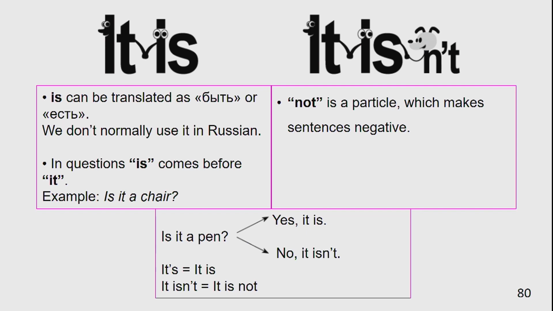Repeat after me, please. It is a pen. Is it a pen? Yes, it is. No, it isn't. One more time. Is it a pen? Yes, it is. Is it a pen? No, it isn't. See how it works? Let's practice now.